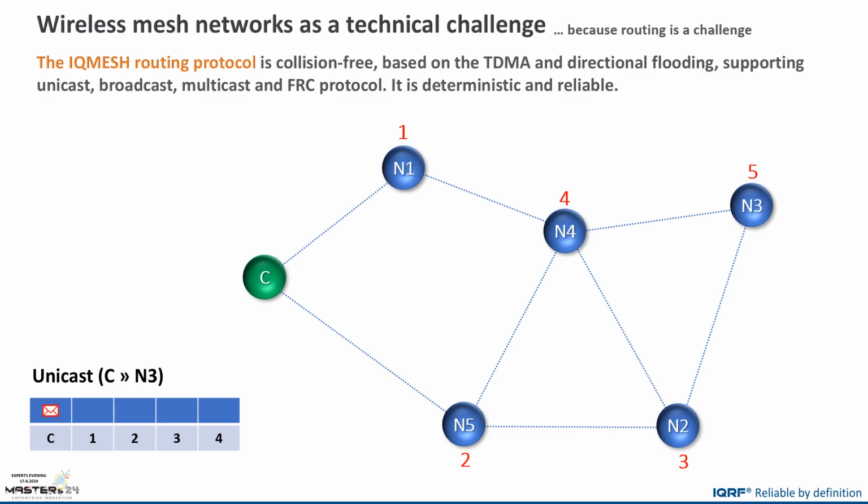The IQMesh protocol uses different routing algorithms based on TDMA, directional flooding, and virtual routing numbers. Let's see how it works. The message is reliably spread over the network through collision-free retransmission and finally is delivered.